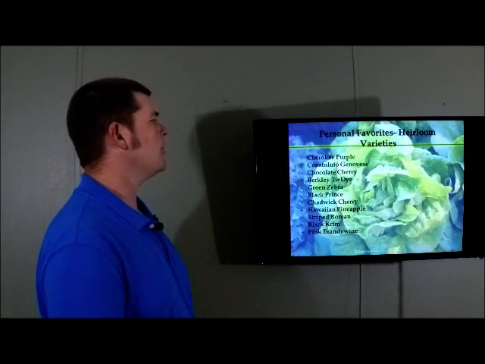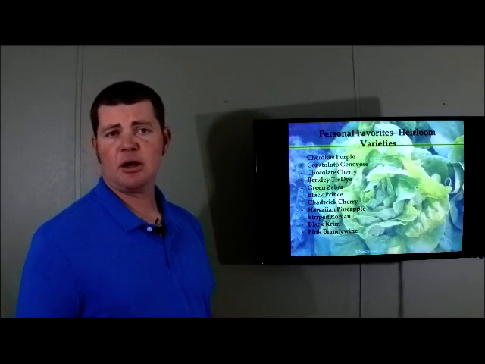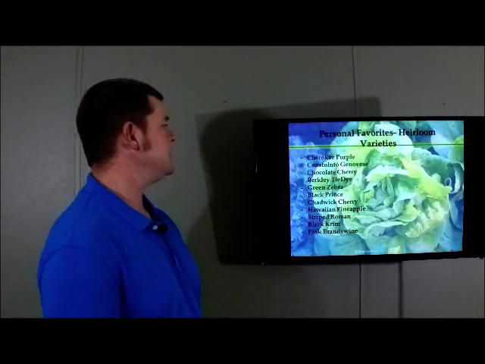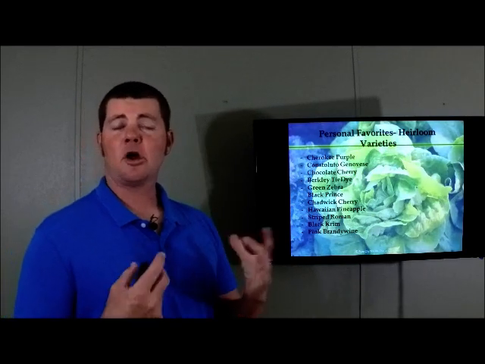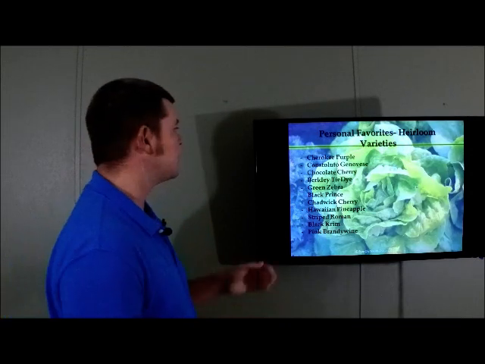So we got Cherokee Purple. It's a beautiful medium to large size fruit, purple tomato with green shoulders. We've got a Costoluto Genovese. This is a classic Italian heirloom. It's a large saucer shaped red tomato with ribs in it, deep ribs.